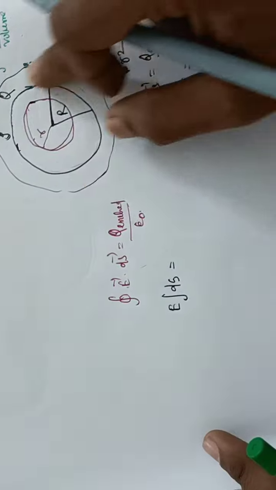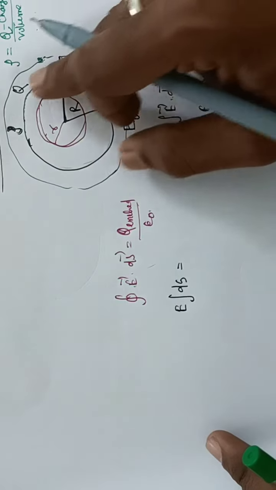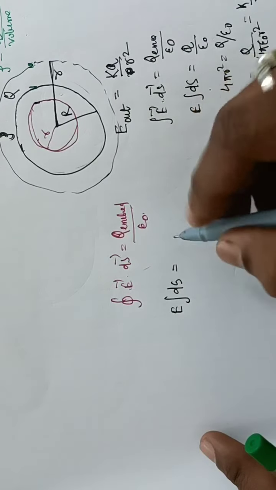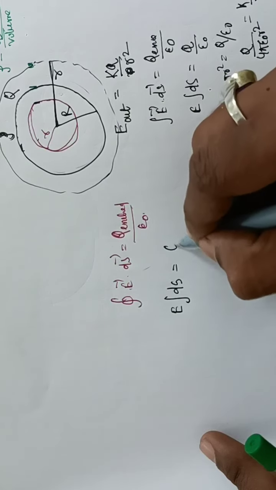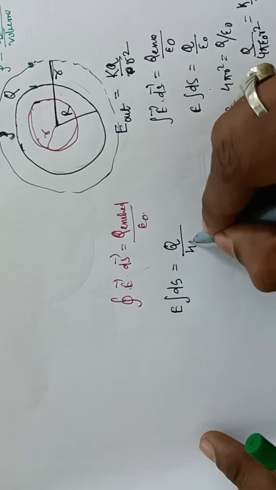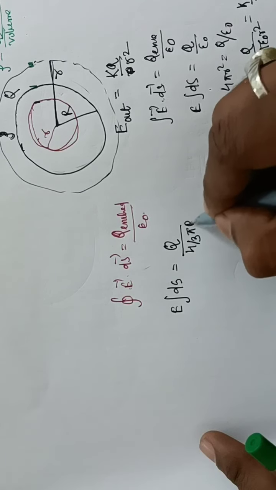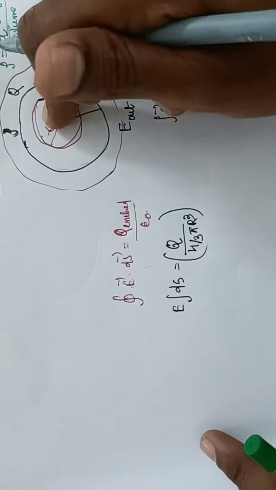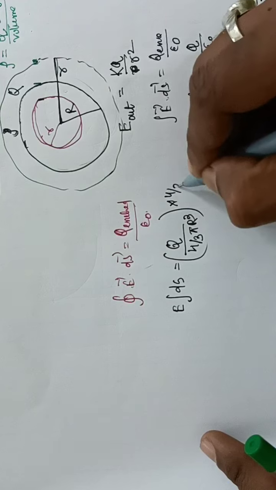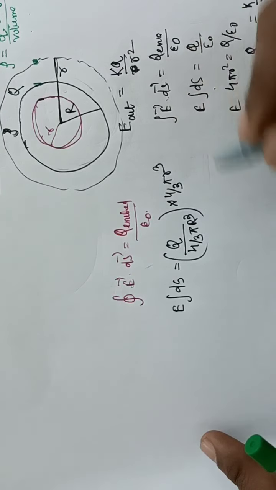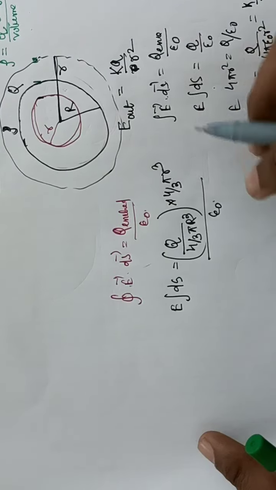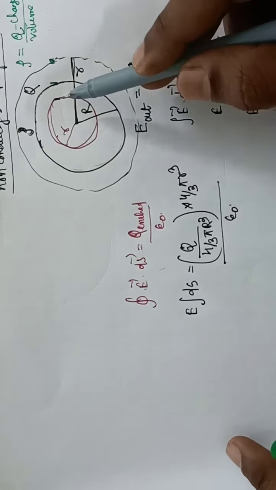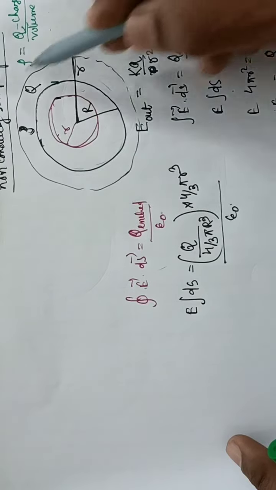In the bigger sphere, the charge is q. Within this smaller sphere, how much charge? So we will use a technique: charge per unit volume, that is q upon 4 by 3 pi R cube, into that volume, 4 by 3 pi small r cube, upon epsilon naught.